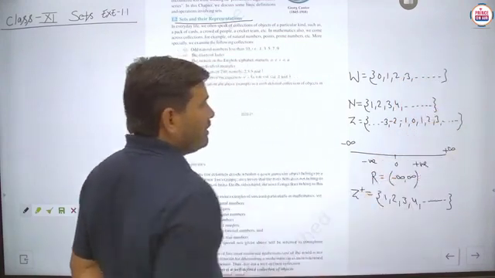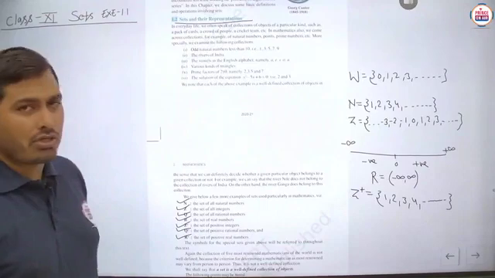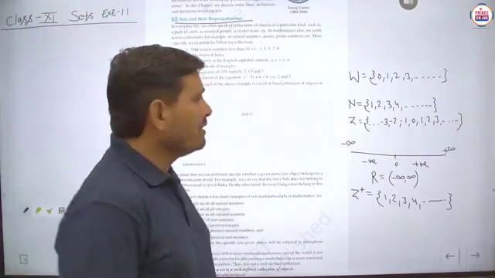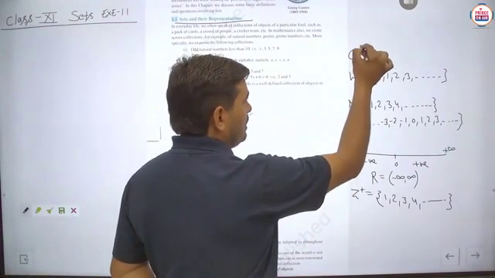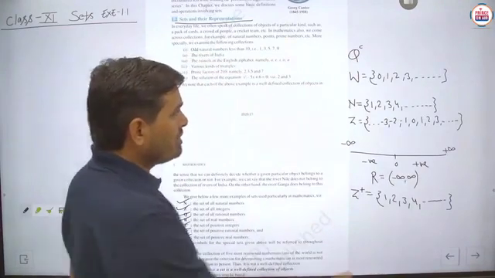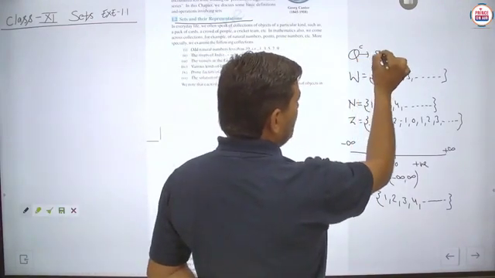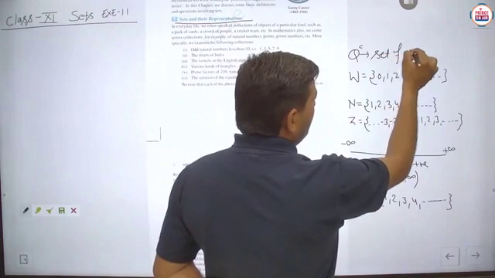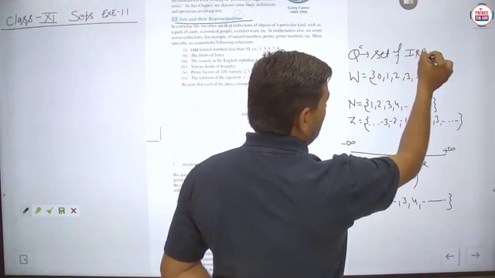Is it clear? And sometimes the set of irrational numbers is represented by the symbol capital Q C. Is it clear? So this is the set of irrational numbers. You can say that this is the set of irrational numbers. Is it clear?